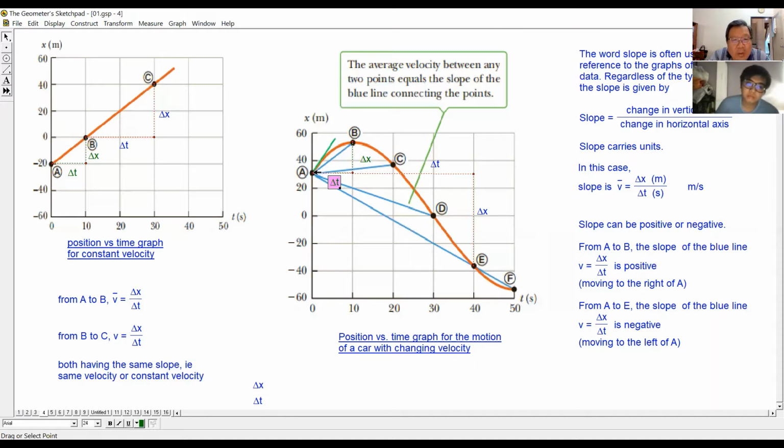Now, what does the curve here show? The curve here shows that although this blue line is the average velocity, the velocity from A to B is not really constant. It's changing all the time. At first, the velocity is very steep. You see the green line here? The velocity is very steep. Then later on, it becomes less steep, less steep.